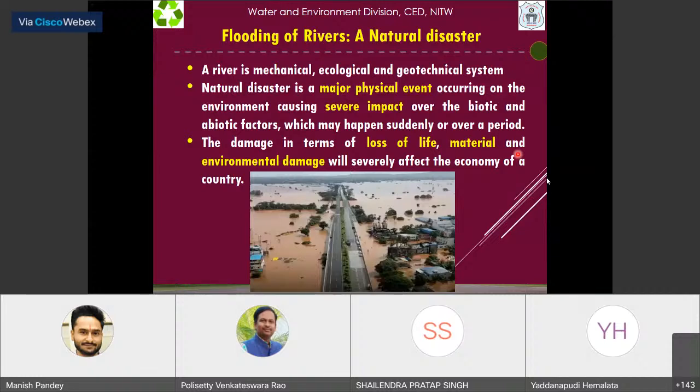So the damage arising out of the severe impact can be in terms of loss of life, material and environmental damage, which severely affects the economy of a country. And mostly floods are seen or projected always as having a detrimental impact on the environment. There are positive impacts of floods on the environment as well.